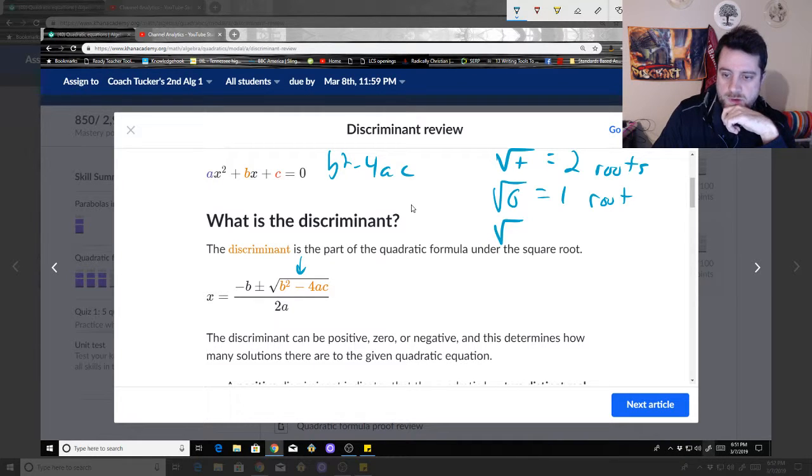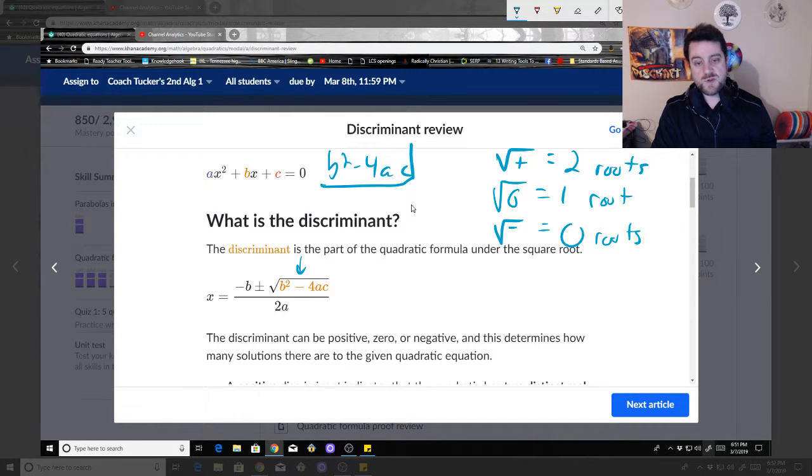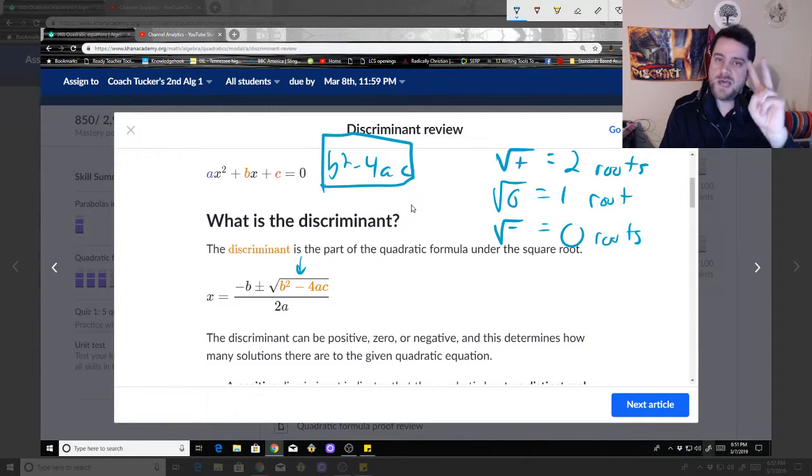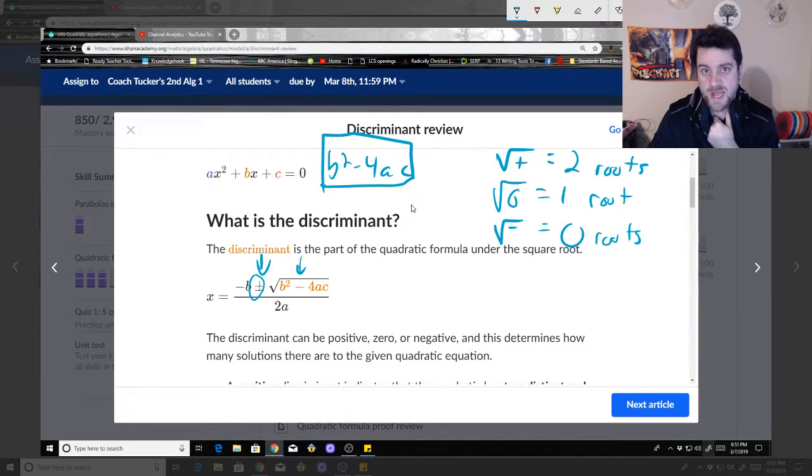And then the square root of a negative, well, that's impossible, so you have no roots. So the discriminant tells you how many solutions you have. If you have a positive discriminant, like we have in the last two problems that we've worked, then you're going to have two possible answers. Okay, and that's why the plus or minus. So remember, right here, the plus or minus, this causes there to be two answers.